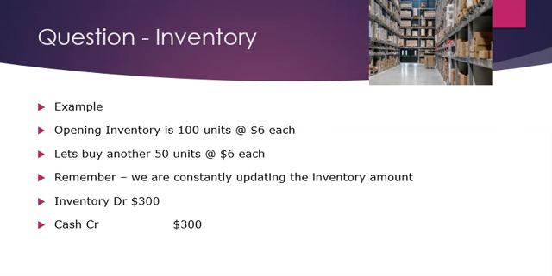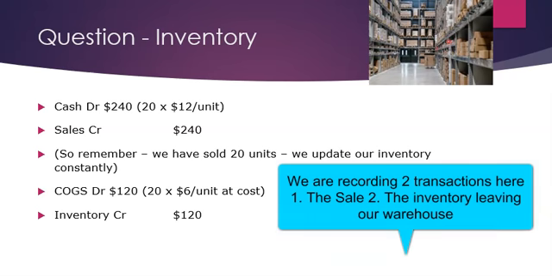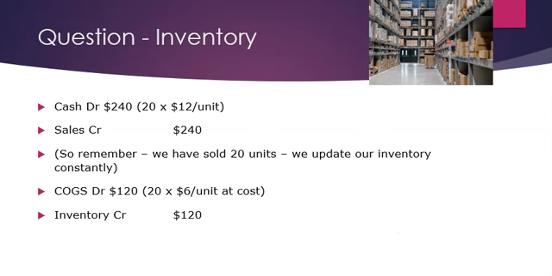So let's move forward, and we will now sell 20 units at $12 a unit. So 20 by 12, that's $240 for the total sale. Our journal entry, cash debit for the $240, that's been received. And we have sales credit showing the revenue of $240.